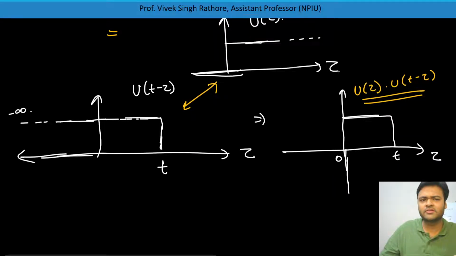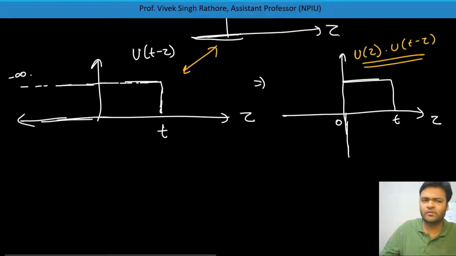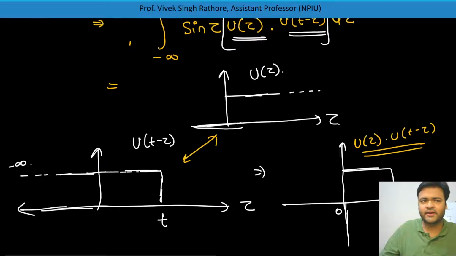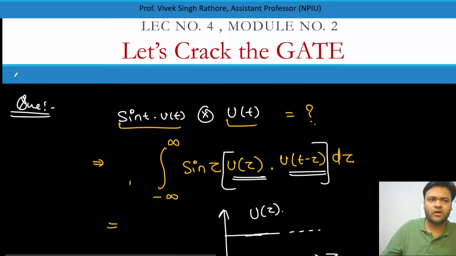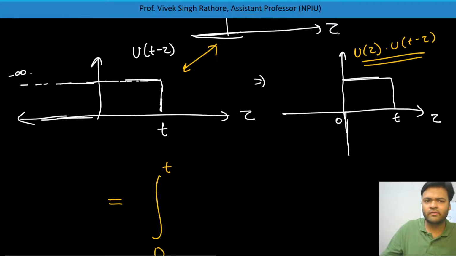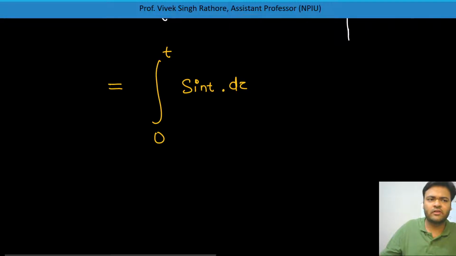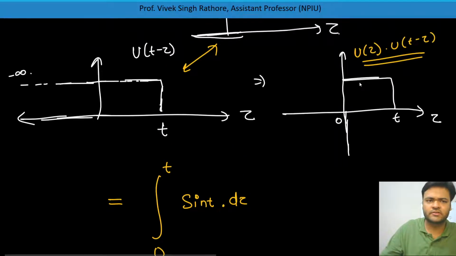Because after this, anything multiplied by 0 will come 0 only. So if you are integrating from minus infinity to infinity, this part is of no use. So you can write the limits as 0 to t, because the overall signal, whatever it may be, will be multiplied by this, so it will exist only from 0 to t. It will exist as sin t, and d tau, because the value is 1 only.